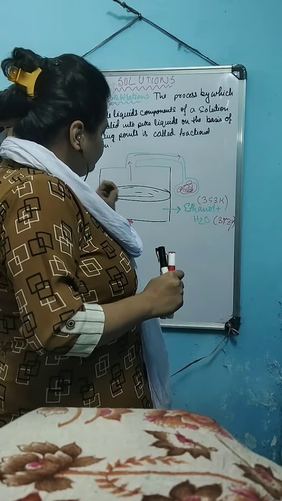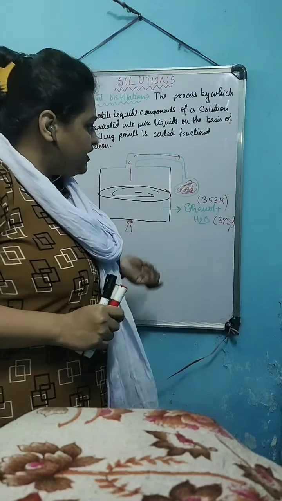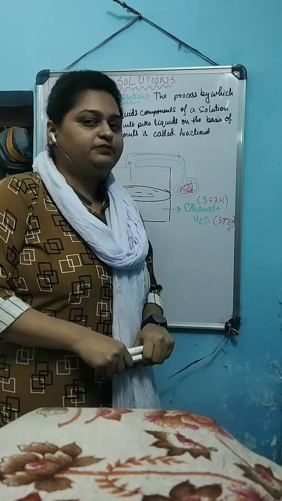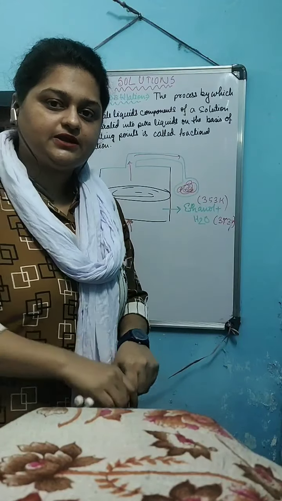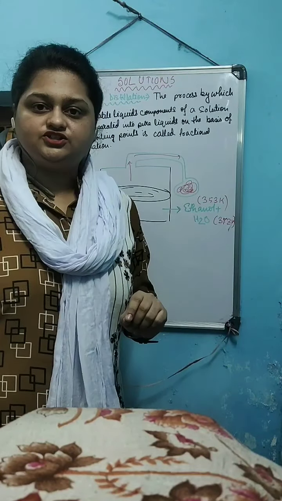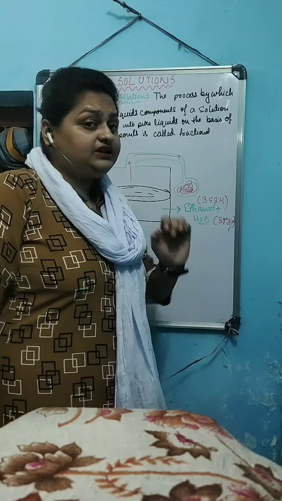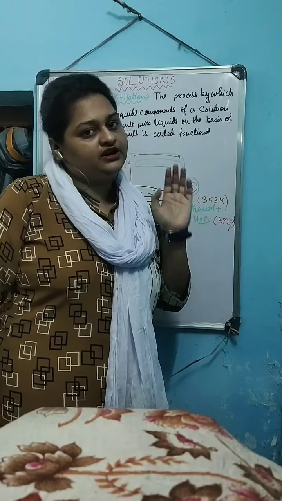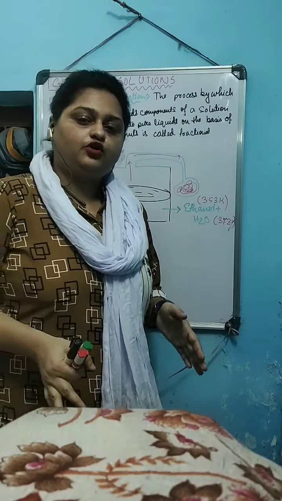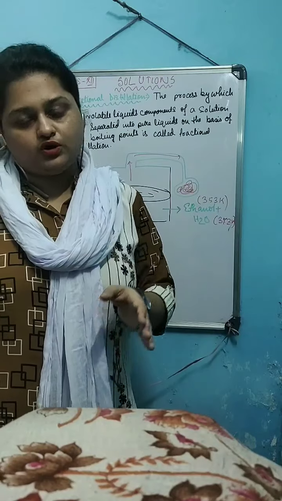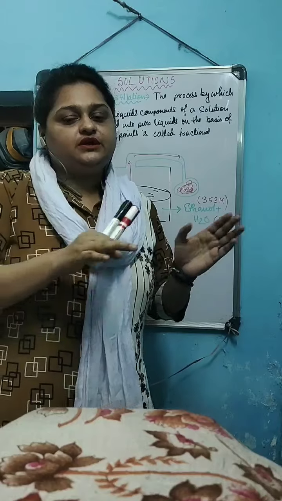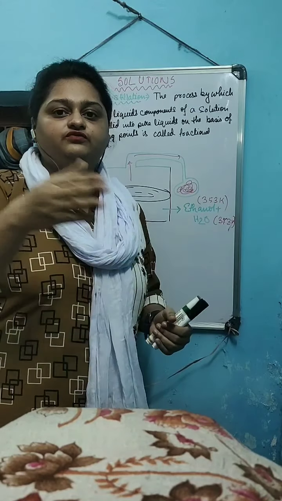You have to remember that in this process by which we are separating ethanol and water, the constituent particles, the solute and the solvent that we have taken, both of them are volatile in nature and both of them are liquid in nature. That's how this process works for the separation of ethanol and H2O. Hence, we can say that for the separation of a binary solution constituting volatile liquids, we can separate them on the basis of their different boiling points by fractional distillation.